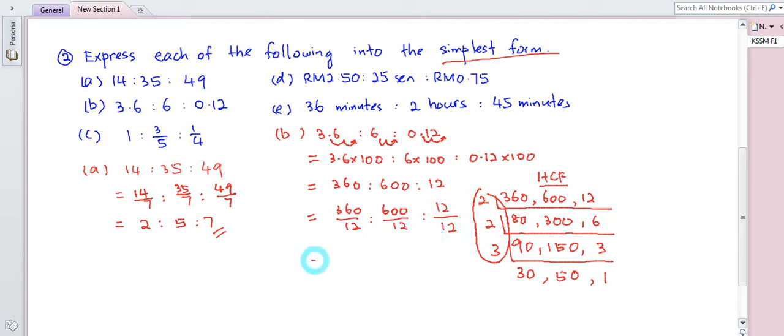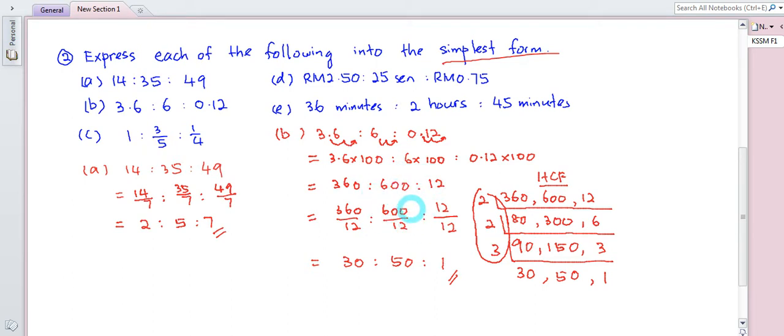Divided by 12. Here you get 3, here you get 5, and here you get 1. So this will be the final answer. Sometimes if you don't want to do it this way, you can divide it by 2 first, then keep on.